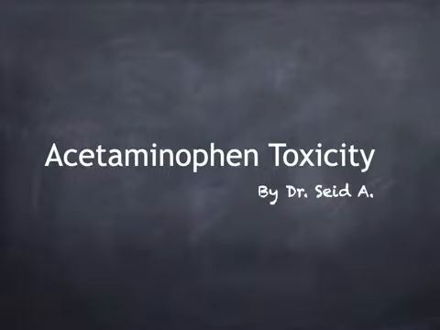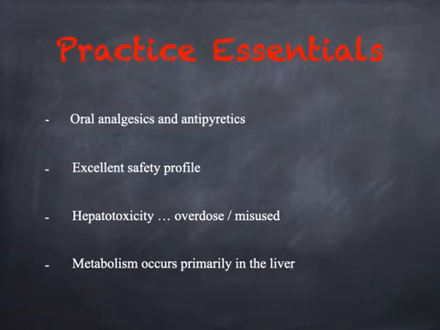Acetaminophen toxicity. Acetaminophen is one of the most commonly used oral analgesics and antipyretics. It has an excellent safety profile when administered in proper therapeutic doses, but hepatotoxicity can occur after overdose or when misused in at-risk populations. Acetaminophen metabolism occurs primarily in the liver.